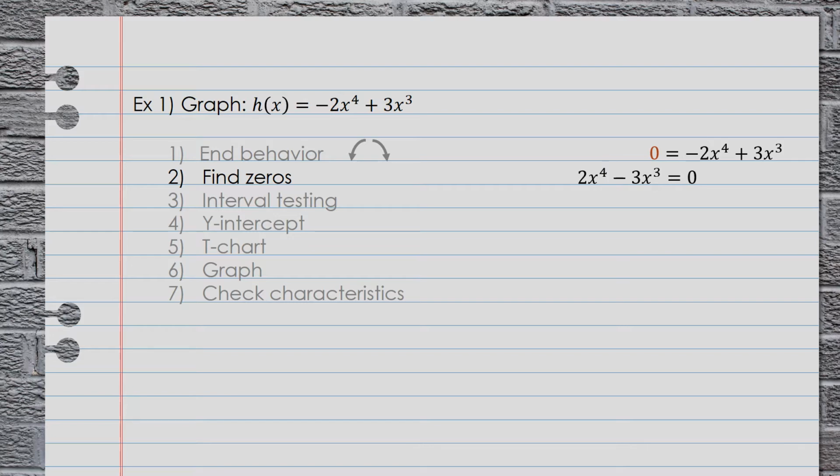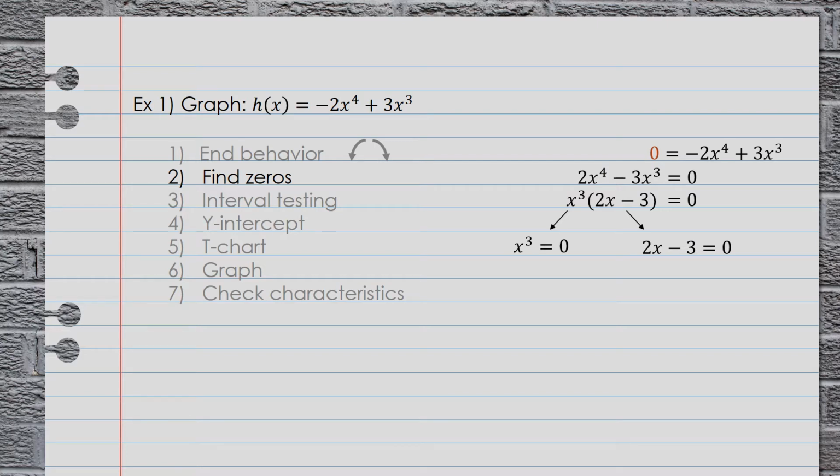From here, I notice both terms have x's, so I'm choosing to factor out x to the third, which leaves me with 2x minus 3. Since these are two values multiplying to give you 0, I'm going to take each piece and set it equal to 0. The first piece is x cubed, so I set x cubed equals 0. Next, I take the other piece, 2x minus 3, and set it equal to 0. And now I'm ready to solve.